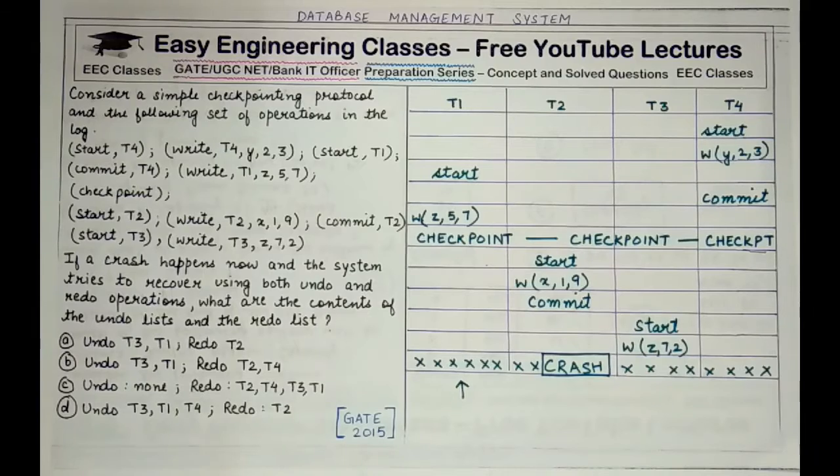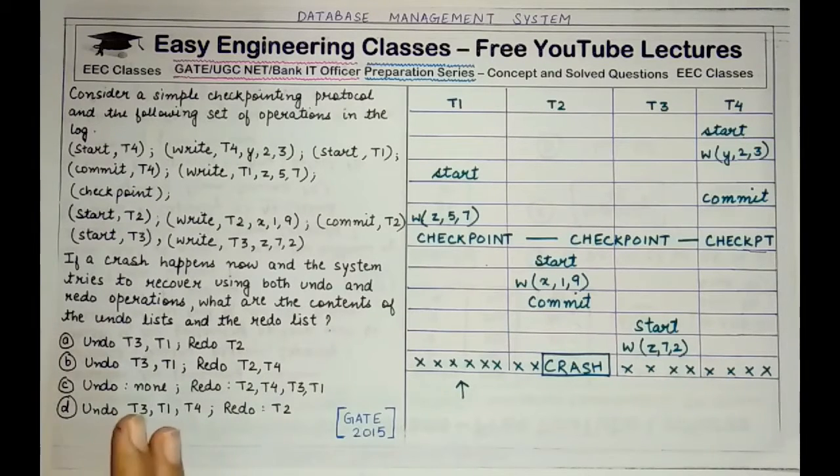Because undo means that we have to revert back all the changes made by these transactions. Okay, so if a transaction started and performed half of its operations but did not complete, it neither aborted nor committed, so it means that we are reverting back all such operations of this transaction and we will put these operations in the undo list.